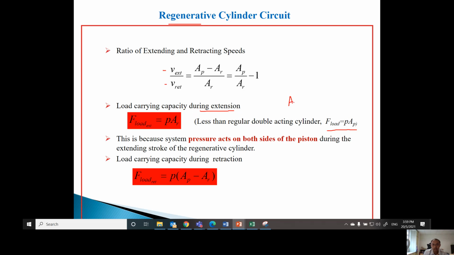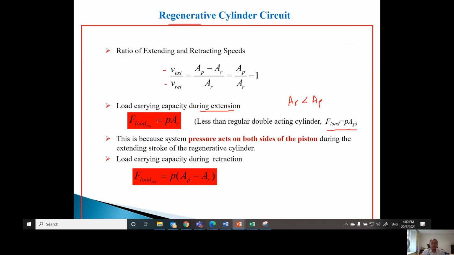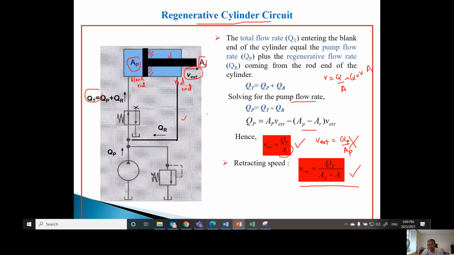And from here, we know that AR is always less than AP, right? You can clearly see from the diagram. AP is the whole area and the rod is only this one, AR. So we can say that the force during extension for the regenerative circuit is less than the one using the regular double acting cylinder without any regenerative line like this.